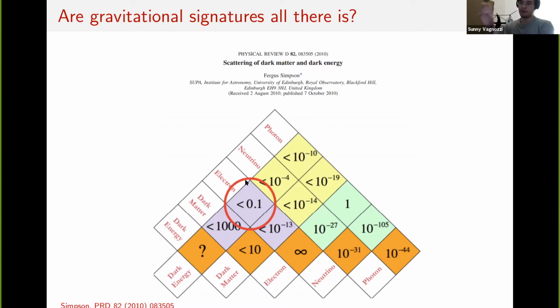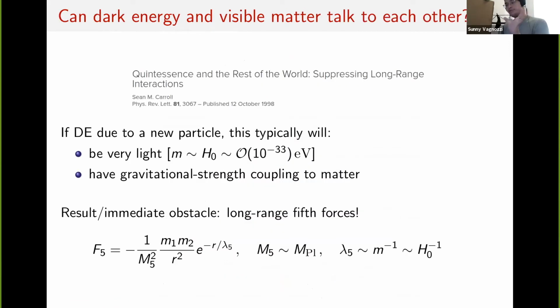So I started thinking more about these interactions, and more generally, the question one has to ask is, can dark energy and visible matter talk to each other in the first place? Is there anything forbidding this? And in fact, the answer is yes. If dark energy is due to a new degree of freedom, like a new particle, it's typically going to talk to visible matter, unless you find a very good reason why it should not. A good reason means a fundamental symmetry which forbids these interactions. So if dark energy is a new light particle, even if you don't couple it to visible matter at tree level, it's always going to couple at loop level if there's no symmetry forbidding this coupling.